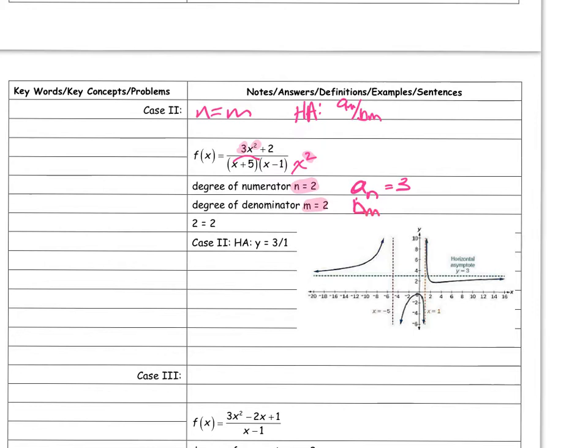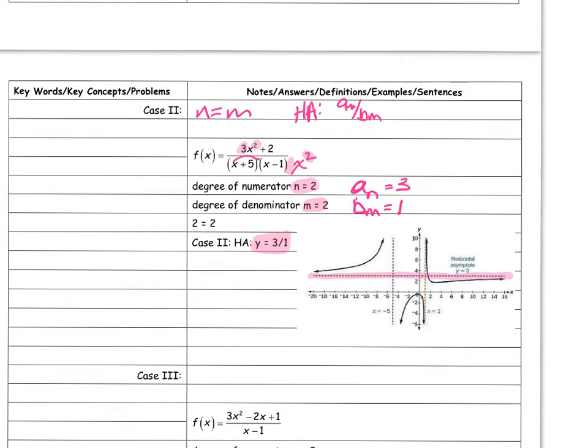And b sub m is the number with my variable here, which is, there isn't one, but I still have a variable. So how many x squareds do I have? 1. So that leaves my horizontal asymptote being 3 over 1 or 3. And if you look on my graph, they've put it right here at 3.